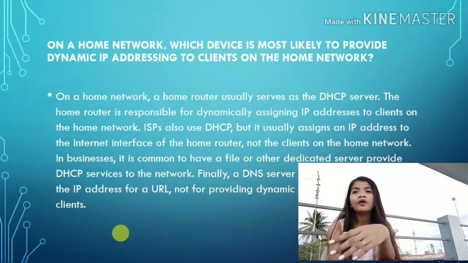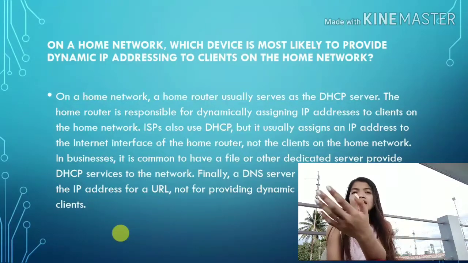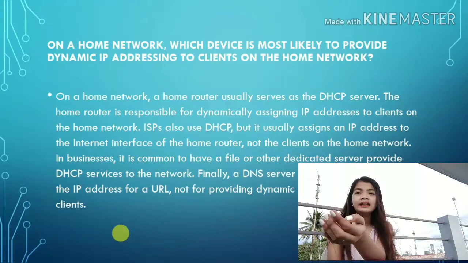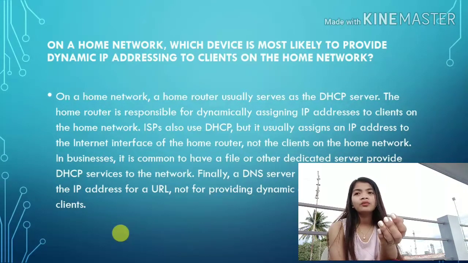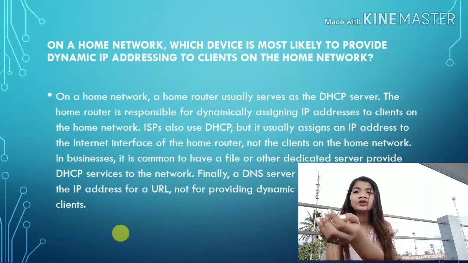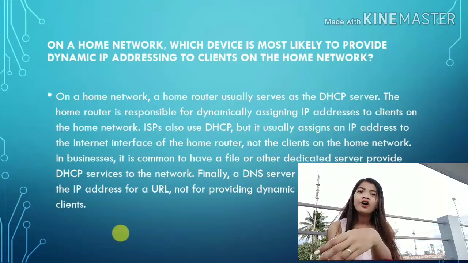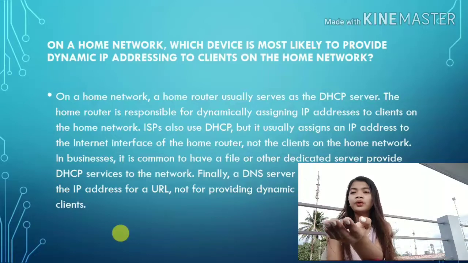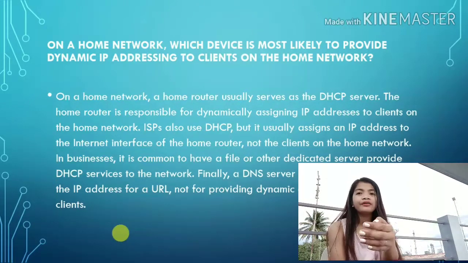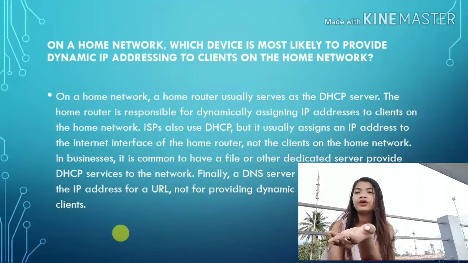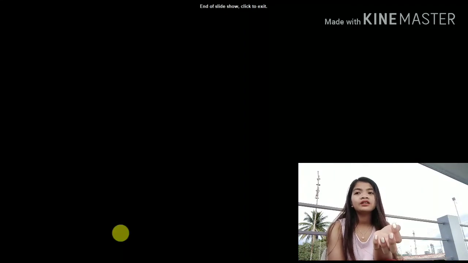On a home network, which device is most likely to provide dynamic IP addressing to clients on the home network? On a home network, a home router usually serves as a DHCP server. The home router is responsible for dynamically assigning IP addresses to clients on the home network. ISPs also use DHCP, but it usually assigns an IP address to the internet interface of the home router, not the clients on the home network. In businesses, it is common to have a file or another dedicated server provide DHCP services to the network. Finally, the DNS server is responsible for finding the IP address for a URL, not providing dynamic addressing to network clients.